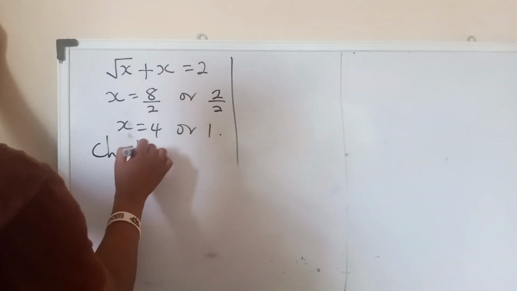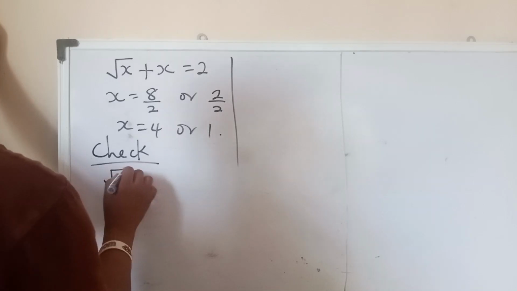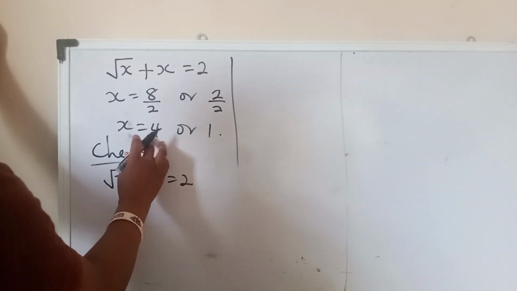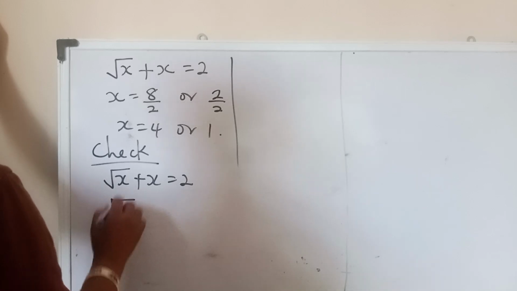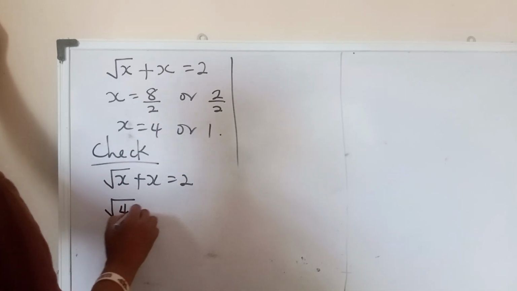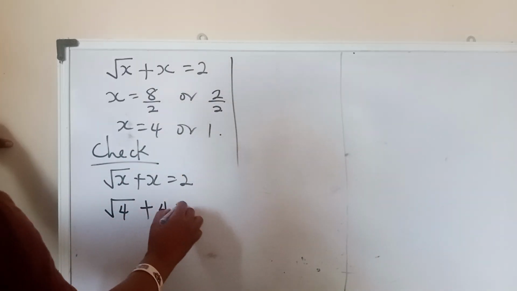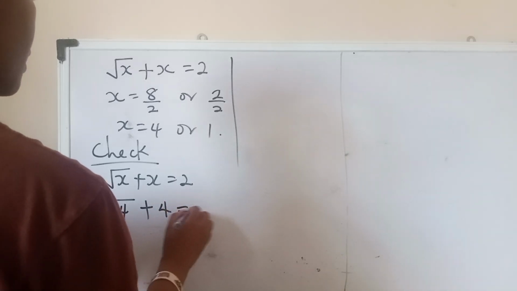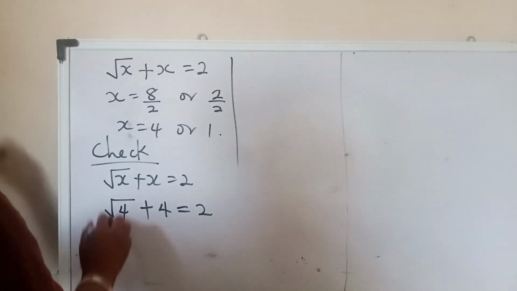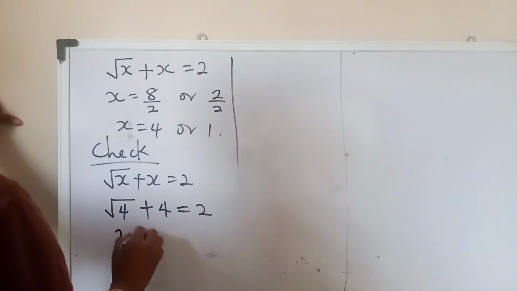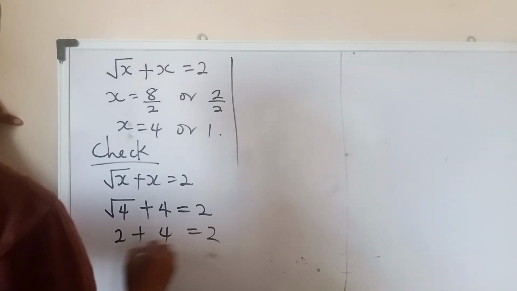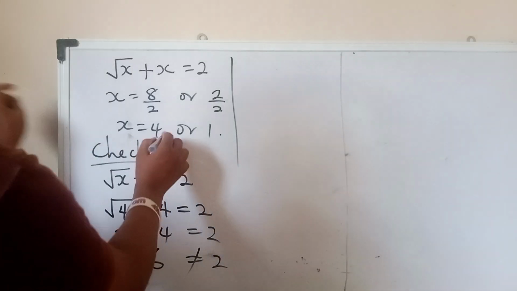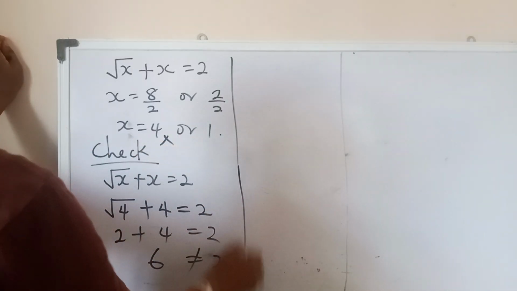Check. Square root of x plus x equals 2. So we're using this one. So anywhere we see x, we're going to put 4. So we have this. So this will give us 2 plus 4 equals 2, and this is going to give us 6 not equal to 2. So this does not satisfy the equation.